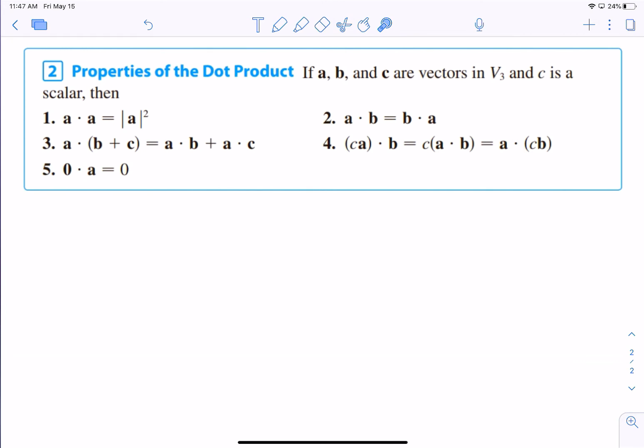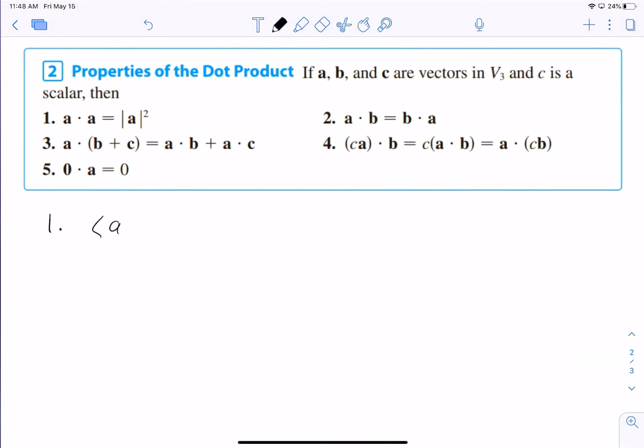Not going to go over all of them, but we can see that, for instance, a dot b is b dot a, so it is commutative. The associative property holds. The first one is interesting: the magnitude of a dot a is equal to the magnitude of a squared. We're just going to look at that first one here.